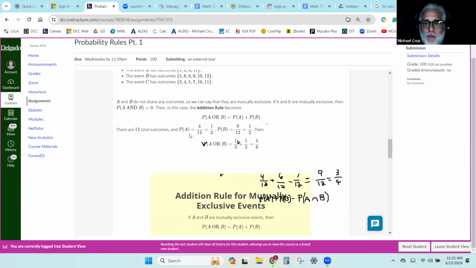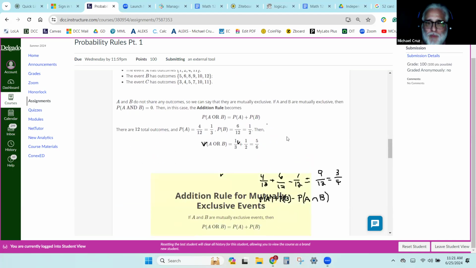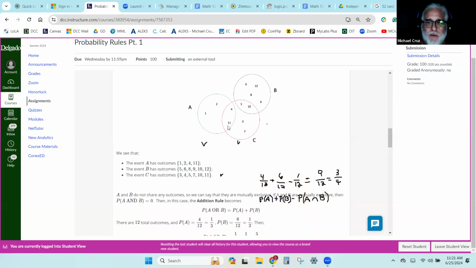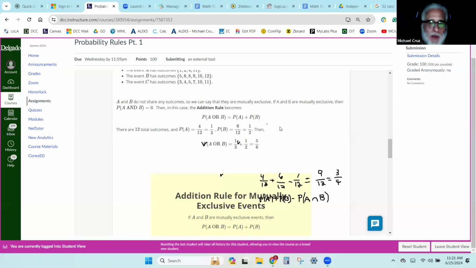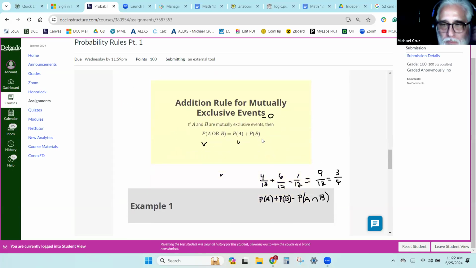All right. So they did it again here. A and B are mutually exclusive now. So see that? The minus is missing because the intersection of A and B would be 0. And I just like to add that because it's the same formula. It's just when they're mutually exclusive, there's no overlap. It's the same formula.